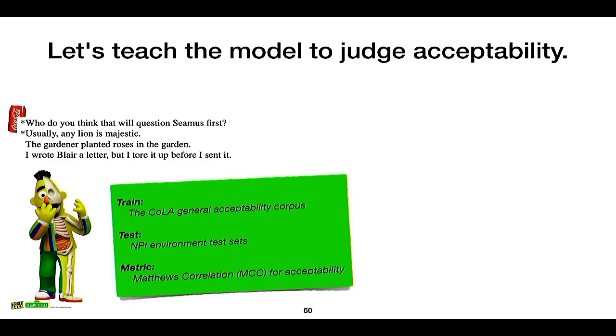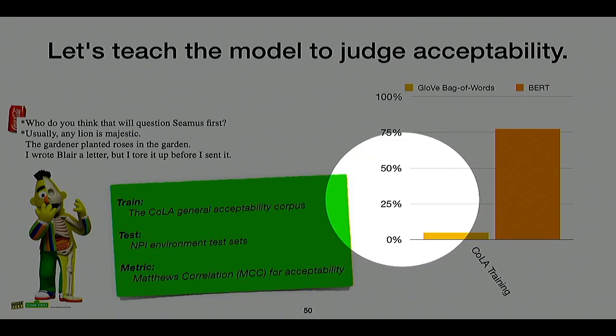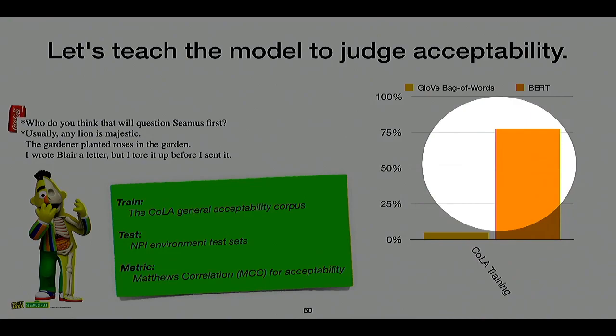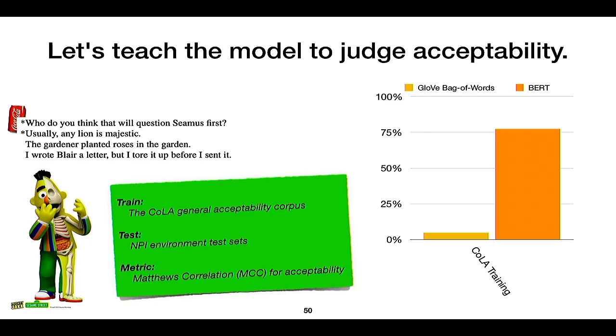And here's what we get. We train on COLA, this data I mentioned earlier in the talk, of acceptability judgments from a variety of domains. We test on our new test set. We're essentially measuring accuracy. The metric I'm showing here is Matthews correlation, which measures the same thing as accuracy, but just sets random guessing at 0. So these results look fairly positive. Our simple bag of words baseline is essentially at chance. And BERT isn't doing perfectly, but it's doing fairly well. 0.76 correlation, that's good, but not great.